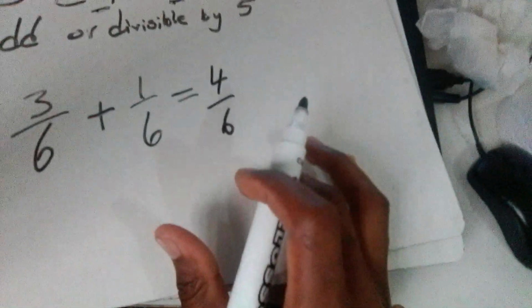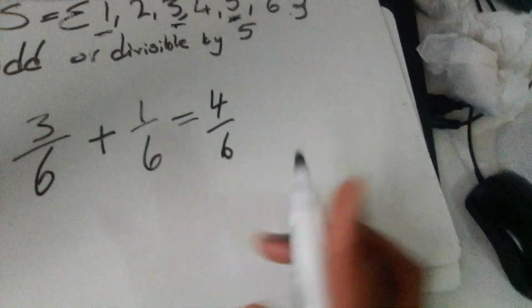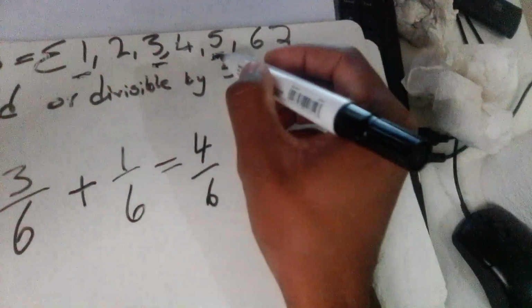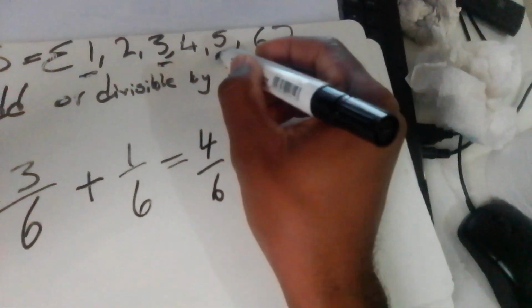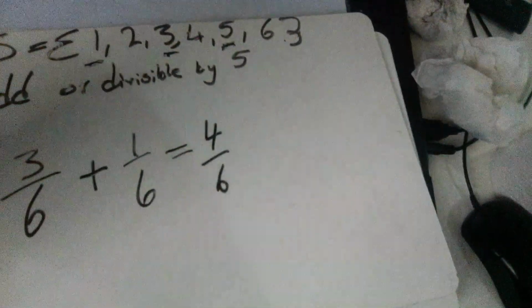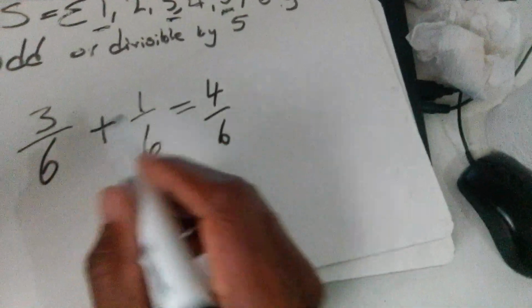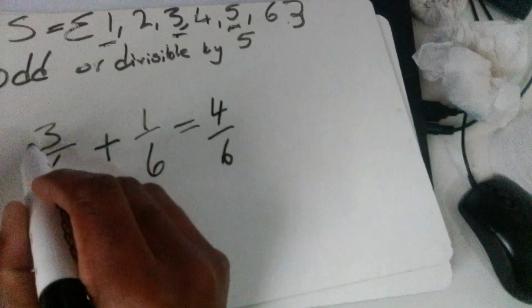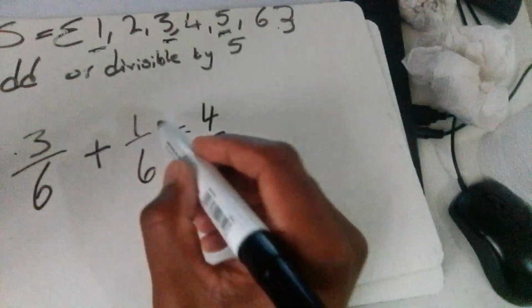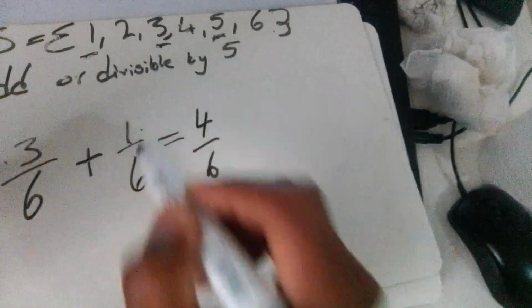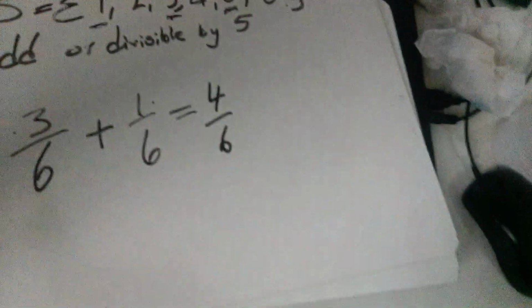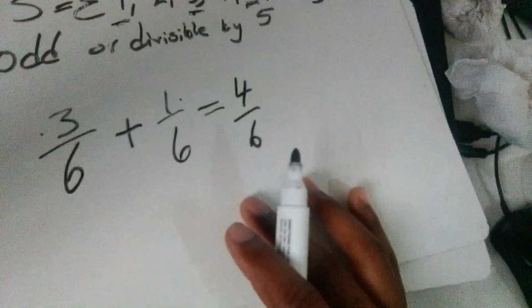It's not finished here. So what we should do is make sure that we don't count 5 twice. We only need to count 5 once, because there's only one 5 here. But in this way, we counted it twice, because it falls in the odd numbers, as well as the number that is divisible by 5. So this is how we are going to do this.